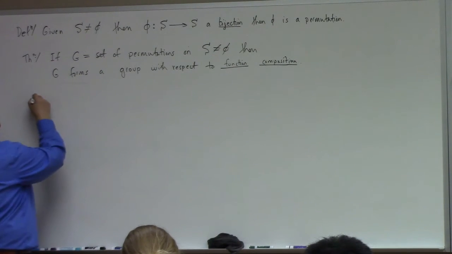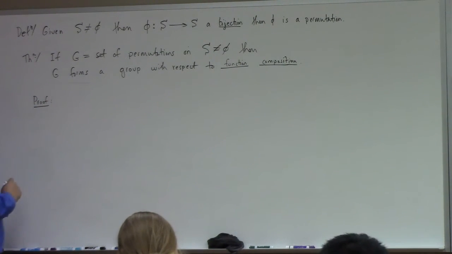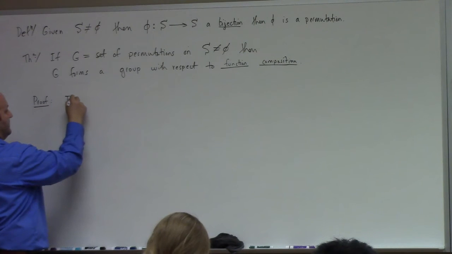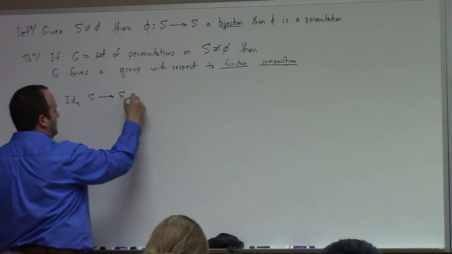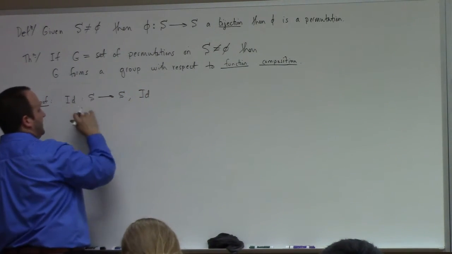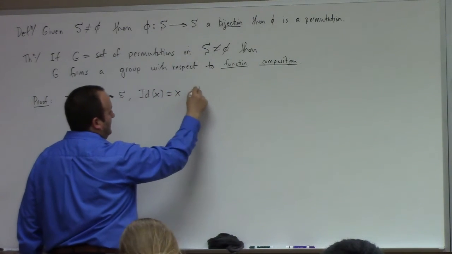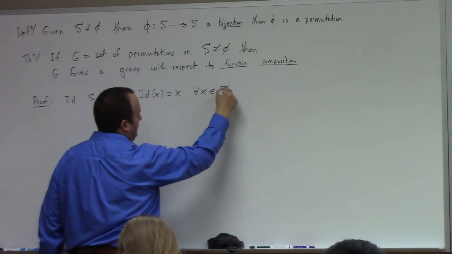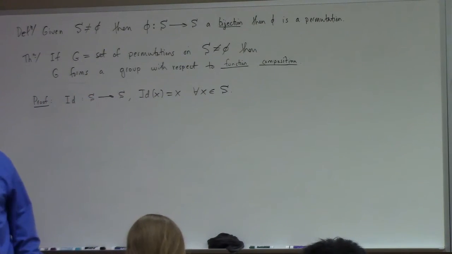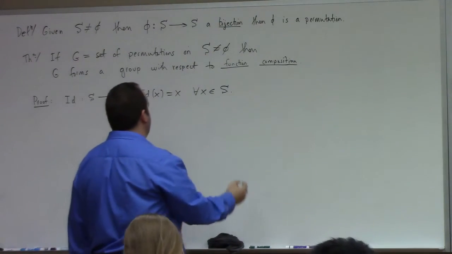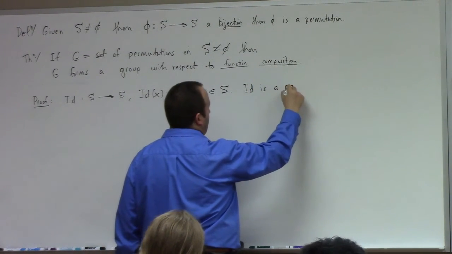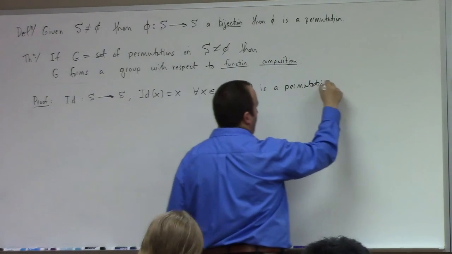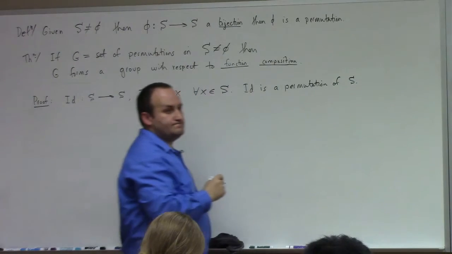So it's with respect to function composition, all right? So what's the proof? I will start you out. How about the identity map on S? How do you define the identity map on a set? I'll drop the S. Id of x equals x for all x in S, right? This is a bijection, right? A permutation.